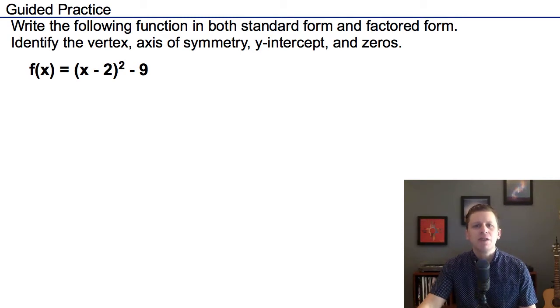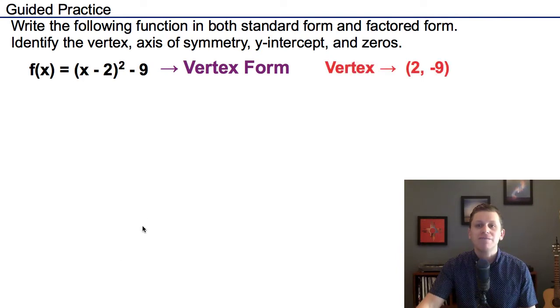Looking at this problem here, I can see they gave us this quadratic in vertex form. I can tell it's vertex form because you have a binomial squared with a constant on the outside. Well, when it's in vertex form, we can easily find the vertex. The x value of the vertex is the opposite sign of what's inside of this parentheses, and the y value of the vertex is the same as this constant on the outside. That makes the vertex here (2, -9).